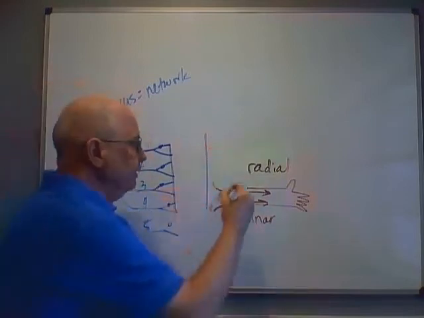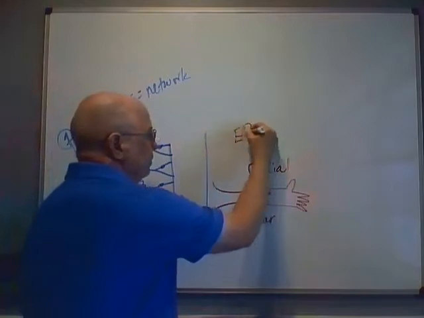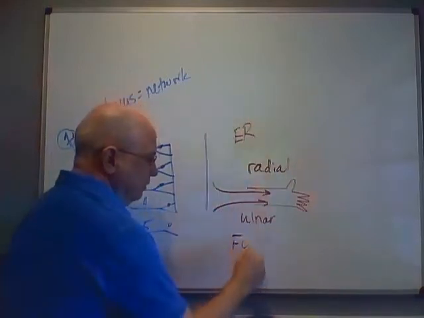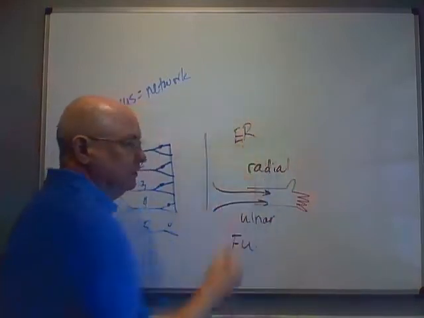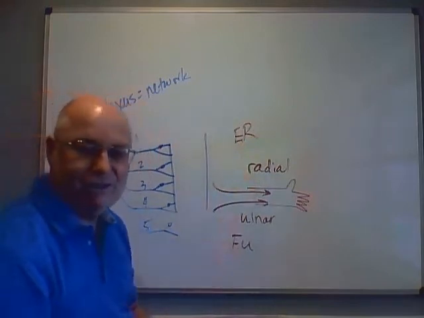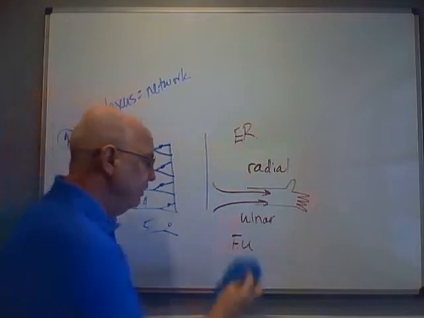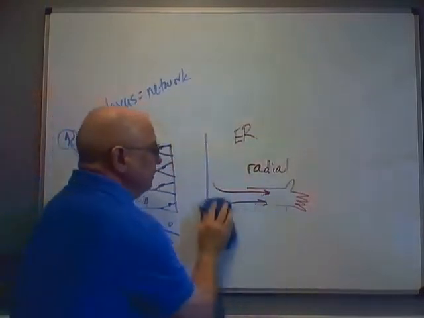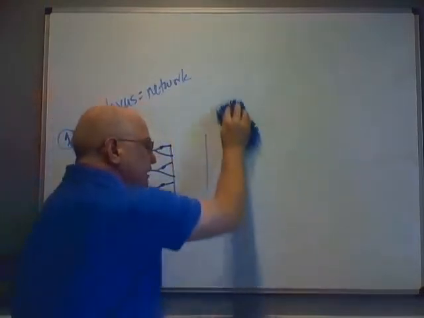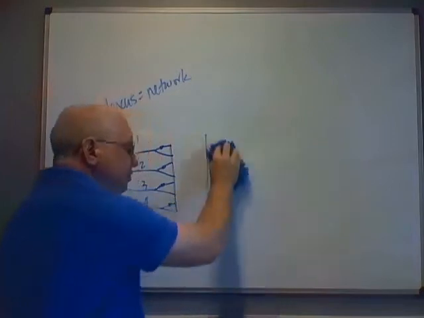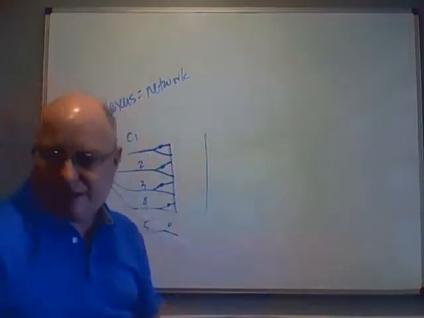We used to say this, ER-FU. ER, extensor radial, FU, flexor ulnar. That's how we remembered it. All right, so now let's go to the next plexus. That's the information you need to know about that plexus for my class, okay?